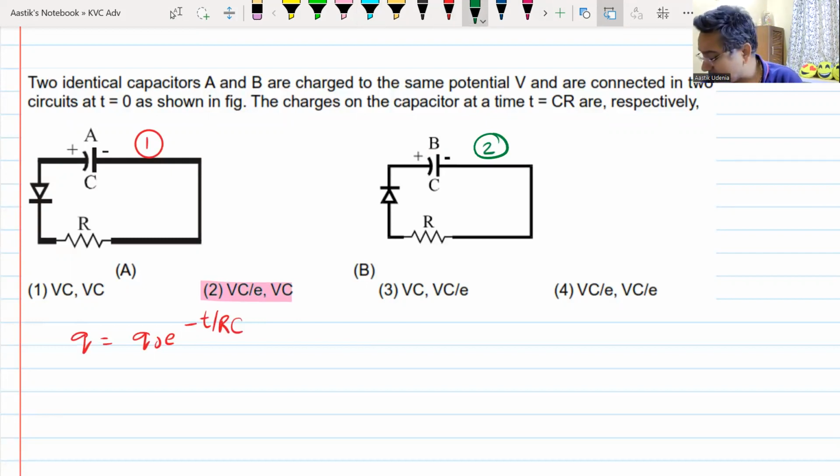But in case number 2, it will behave as an open circuit. The plates of the capacitor will not be connected. Therefore, the charge on the capacitor will remain constant, and therefore the correct option has to be option number 2.